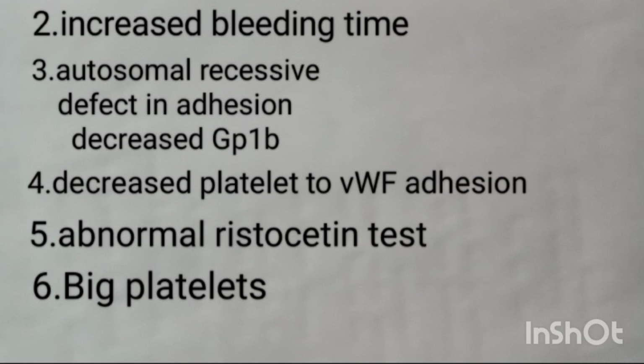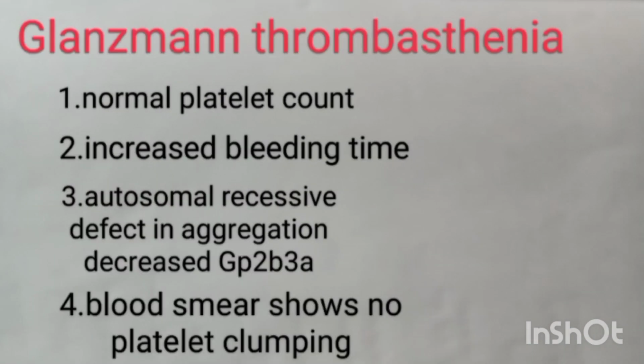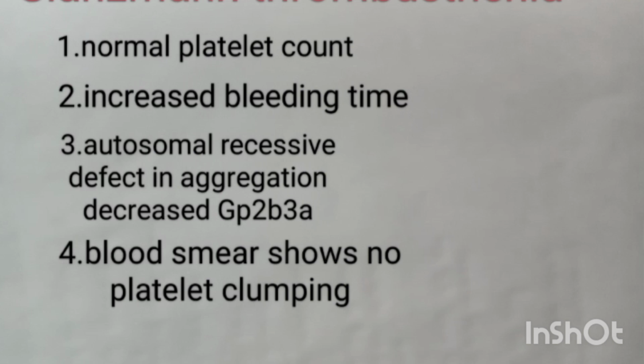Here you remember B for Bernard and B for big platelets, and bleeding time increased, and here decreased GP1B. Here also remember 1B. Next, Glanzmann thrombasthenia. Normal platelet count, increased bleeding time, autosomal recessive, defect in aggregation, decreased GP2B3A. Blood smear shows no platelet clumping.